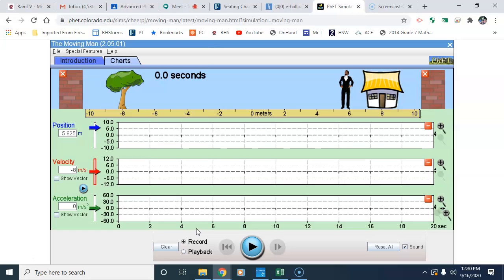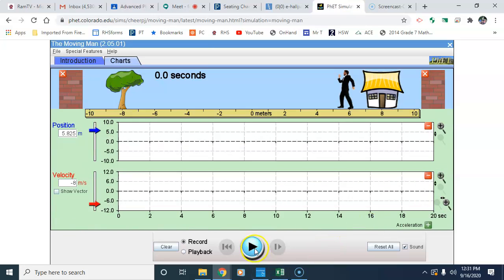If I want him to eventually turn around and come back, what sign will I need on a non-zero acceleration? Positive, all right? Because he'll have to slow down and then turn around and speed up in the other direction, and that should be what I'm talking about. So let me give him an acceleration of +2. Close the acceleration graph. Watch both of these. It should be what we just talked about. Watch the VT graph especially.